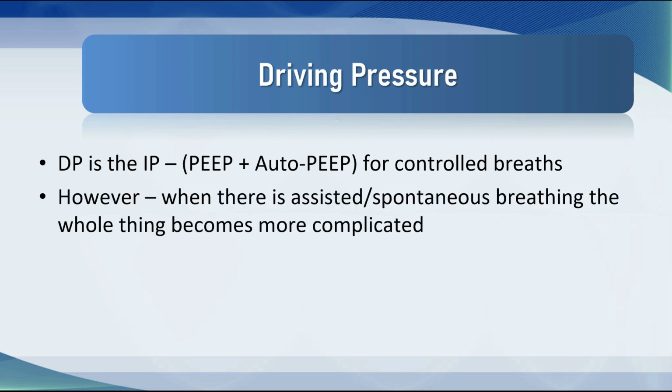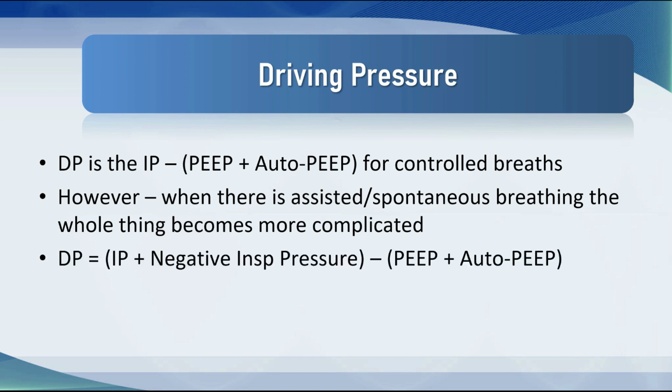However, when there is an assisted or spontaneous breath, the whole thing becomes more complicated because the driving pressure now must incorporate that negative pressure that's generated inside the thorax. So the driving pressure is the inspiratory pressure plus the negative inspiratory pressure minus the PEEP plus the Auto-PEEP. And that's a little bit head-wrecking, and I'll cover that again later on.